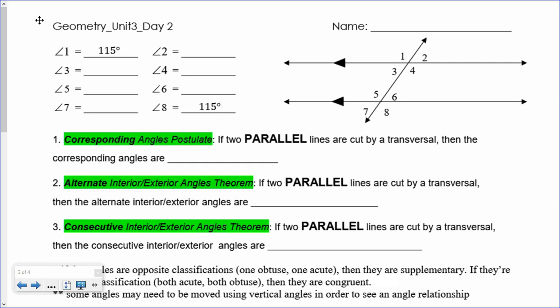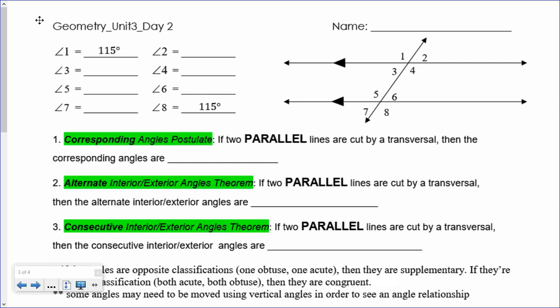It would all be 115. The activity at the top of the page, everybody should be on the day 2 notes for this unit. This activity uses angle relationships you already know, your vertical angles and your supplementary angles, to find what the measures are. From this diagram, we're going to figure out some rules about the angles we learned in lesson 1, the corresponding, the alternate, and the consecutive angles. They have special relationships with their measures, okay?